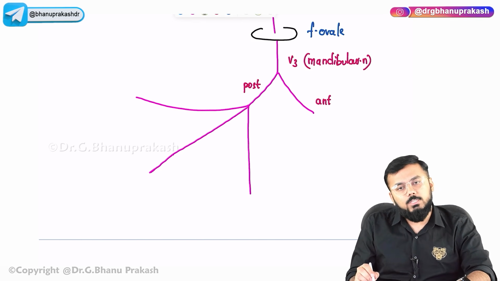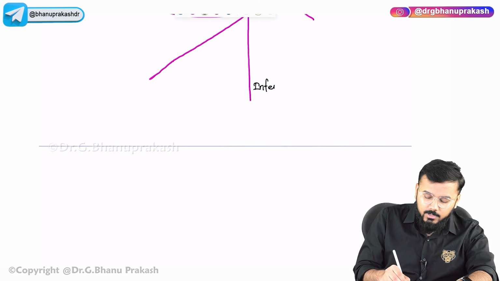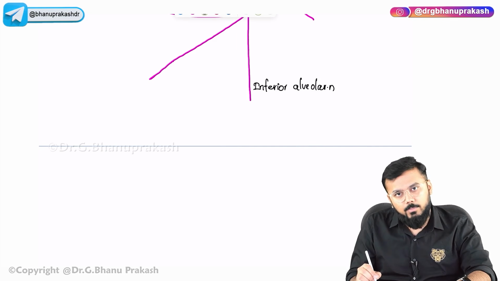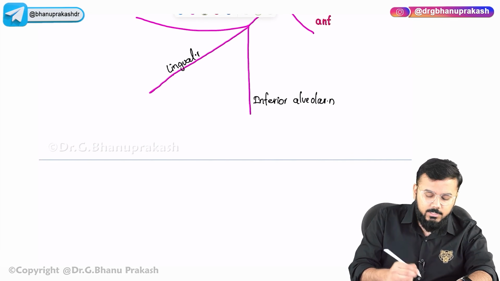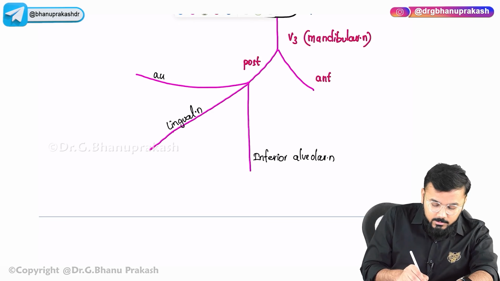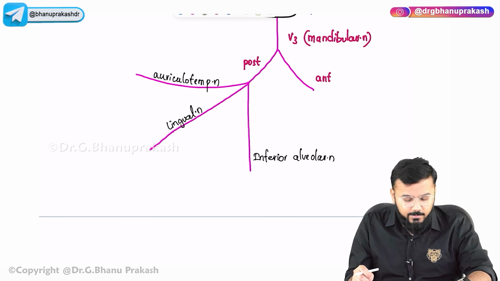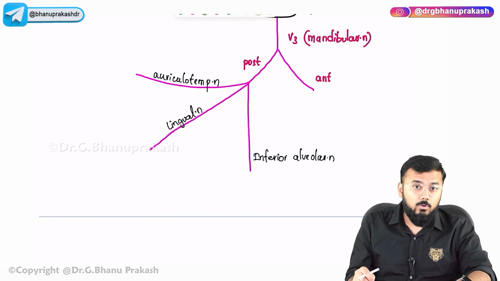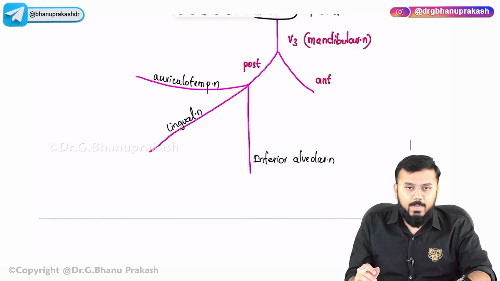So what are the names of these branches? One branch is called the inferior alveolar nerve. Next is your lingual nerve, and third is the auriculotemporal nerve. So what are the three branches? Inferior alveolar nerve, lingual nerve and auriculotemporal nerve. These are the three important branches that are released by this mandibular nerve.